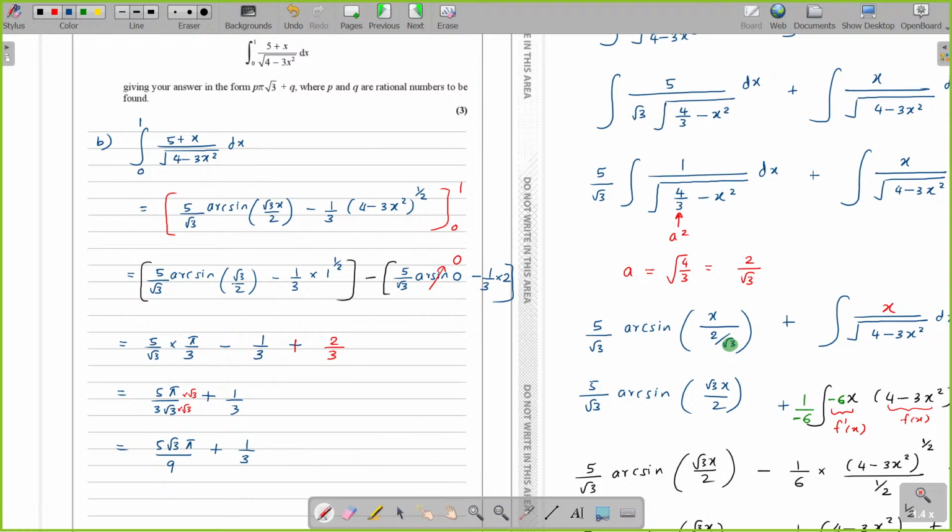So giving you the answer in the form p pi root 3 plus q. So 5 over 9 pi root 3, plus 1 over 3. Okay, are you all clear with this? Dolashika, Lahiru, can you all speak up? Yeah, ma'am. Yes.